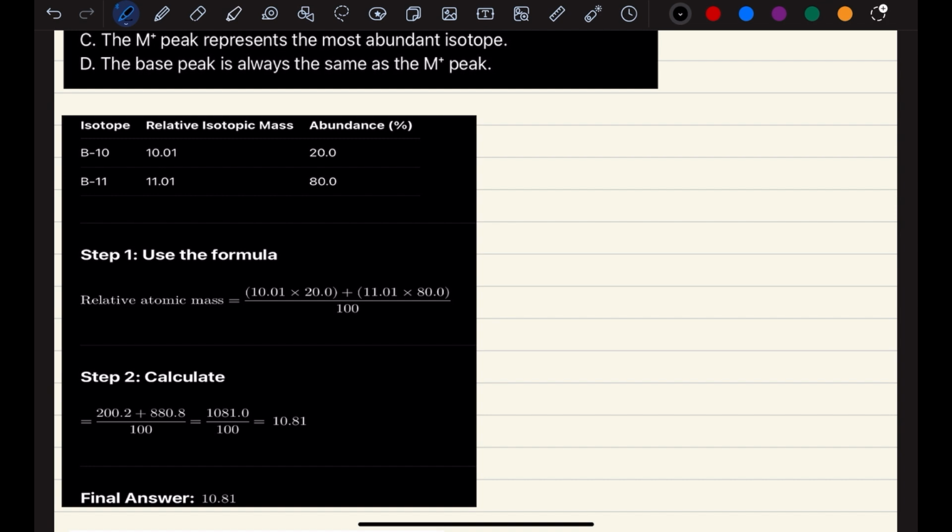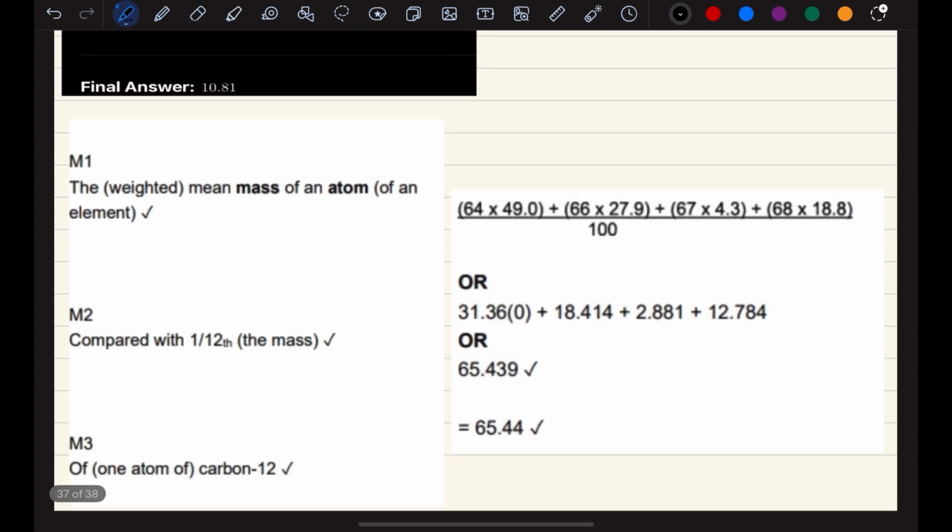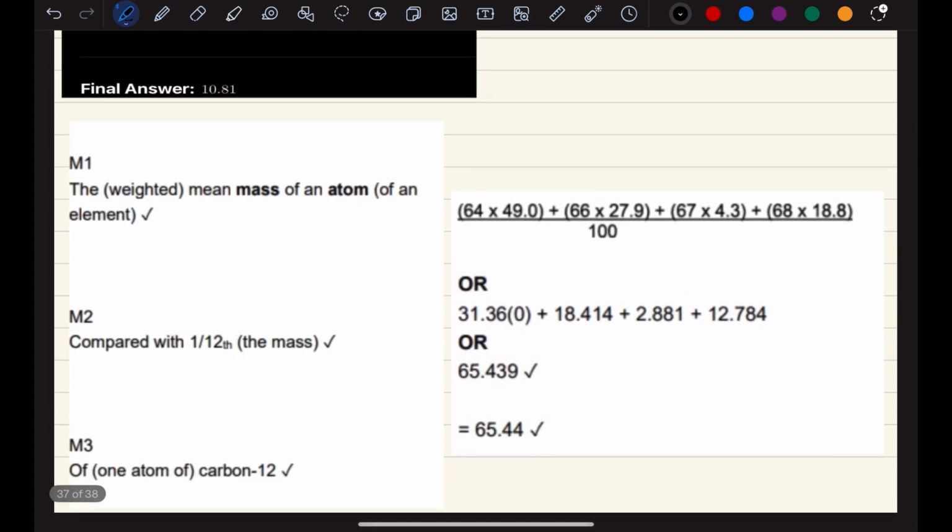Look at the relative isotopic mass, look at the abundance, put them into the formula, put them into your calculator, get your answer, happy days. Yep, that's all there is to that one. Now, I said the definitions are so important, guys, because they are 3 marks for a definition that will take you a minute to learn. Please learn the definitions, because it's not worth throwing away 3 marks for.